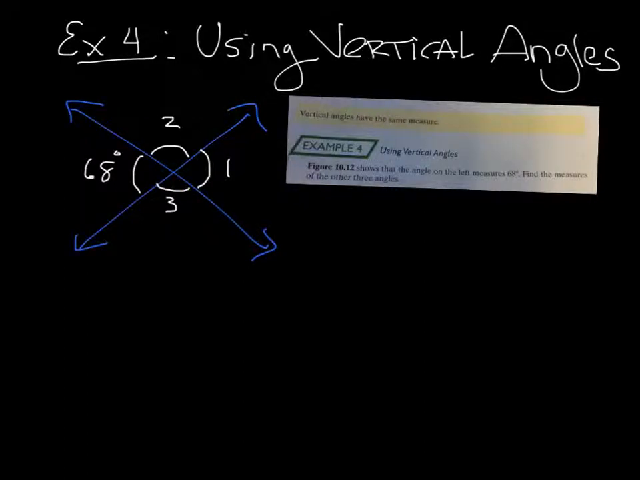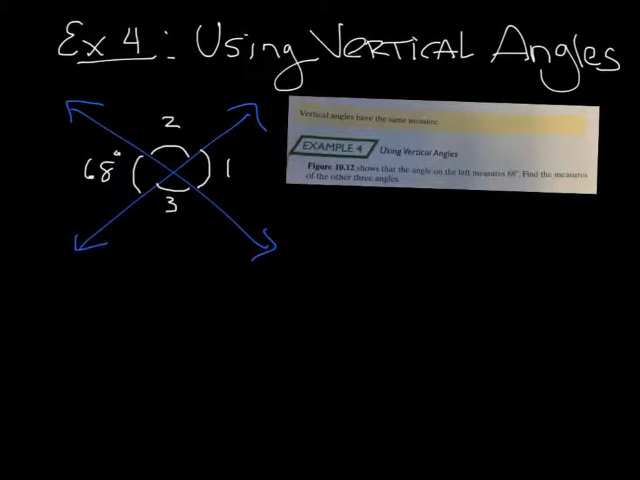Okay, example 4 on page 613. So here we're using vertical angles. And so here's example 4 in your book. And notice that I also added this definition of vertical angles, which means that they just have the same measure.